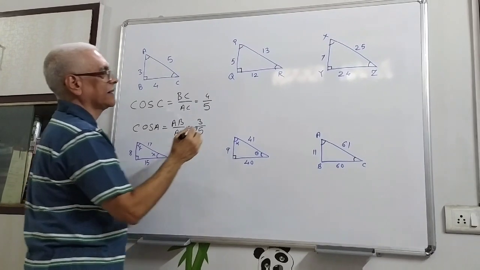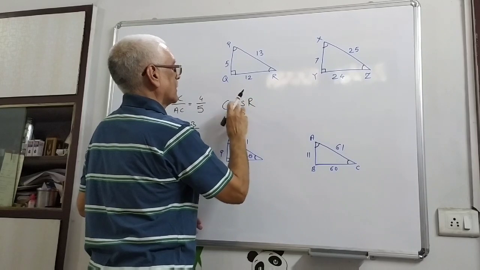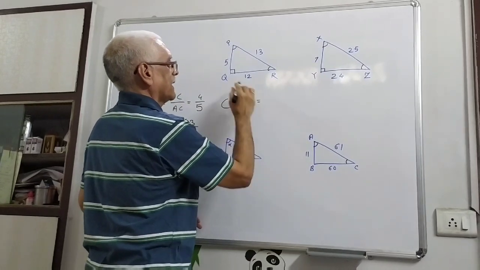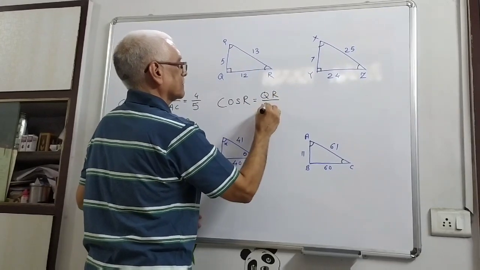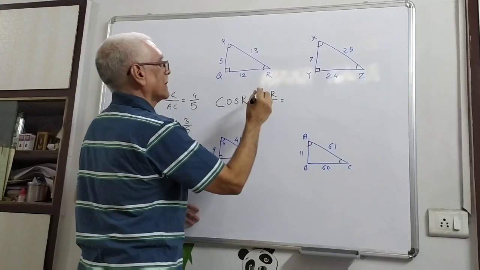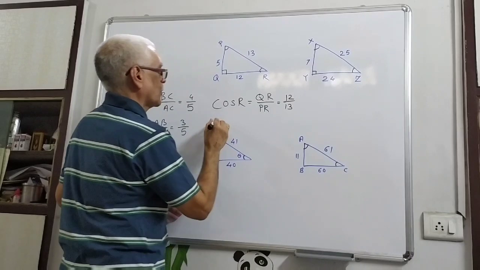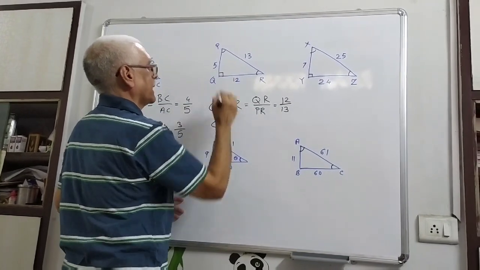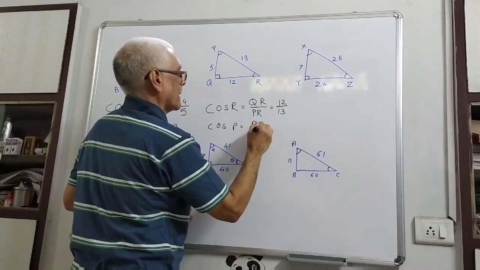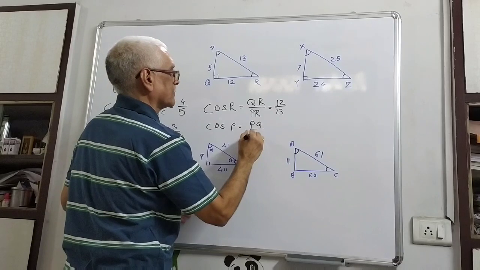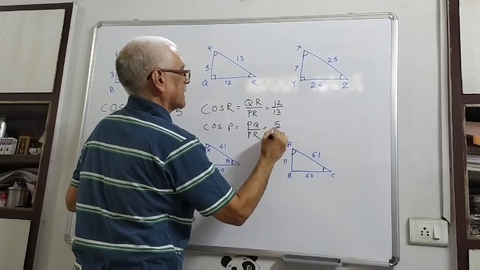In this triangle you will find cos of R. So cos R is equal to the side adjacent to R, that is QR, upon hypotenuse PR. This QR is 12 and hypotenuse is 30. If you consider cos of P, the side adjacent to P is PQ upon hypotenuse PR. PQ is 5 and PR is 30.